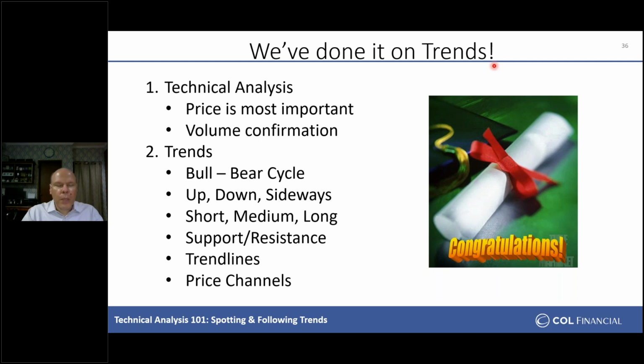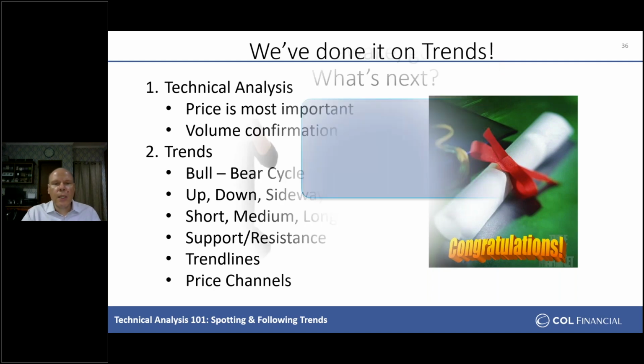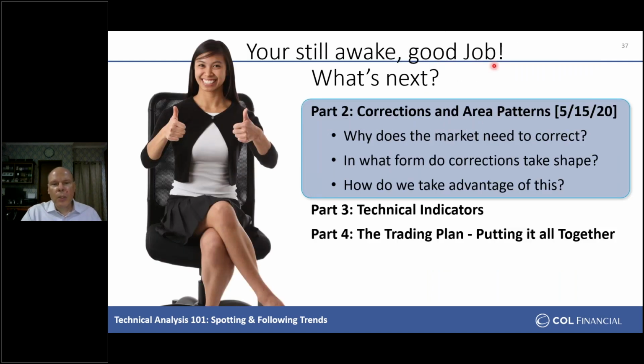So we've completed the first chapter on what technical analysis is all about. We will cover the rest in our next sessions. In our next session, we will talk about corrections and the area patterns. We will discuss why the market needs to correct, what types of corrections these take shape in, and how we can take advantage of the corrective element of the market.